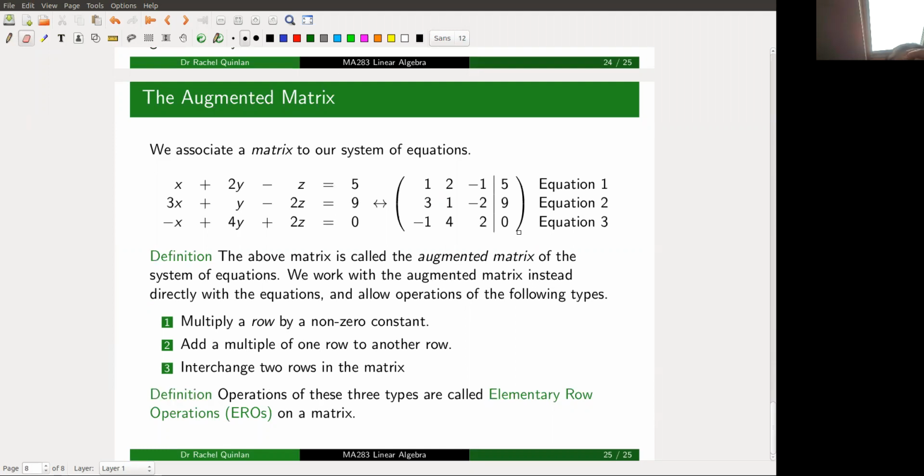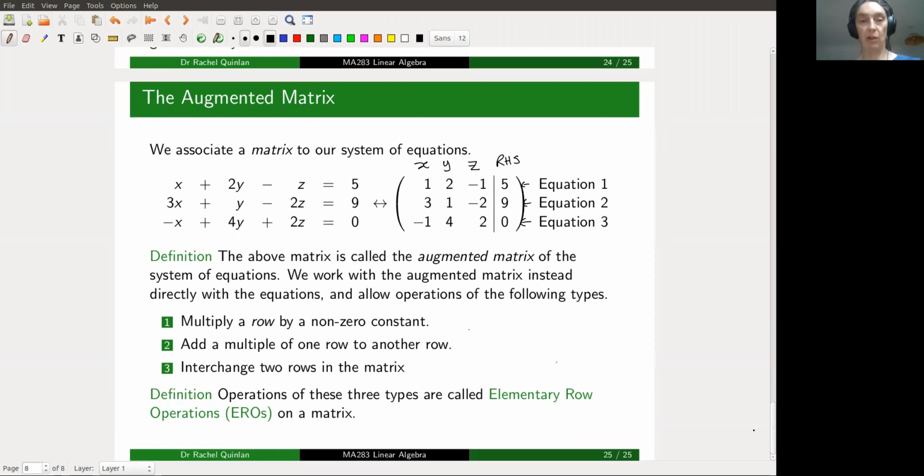So if we look at the entries of this matrix and compare them with the system of equations, what we're doing is, in each of the first 3 columns, we are writing down the coefficient of x in column 1, the coefficient of y in column 2, the coefficient of z in column 3, and the number on the right-hand side of our equation in column 4. And our 3 rows correspond to equation 1, equation 2, and equation 3. So the 12 entries of the matrix, in 3 rows of 4, encode all the information from the system of equations.